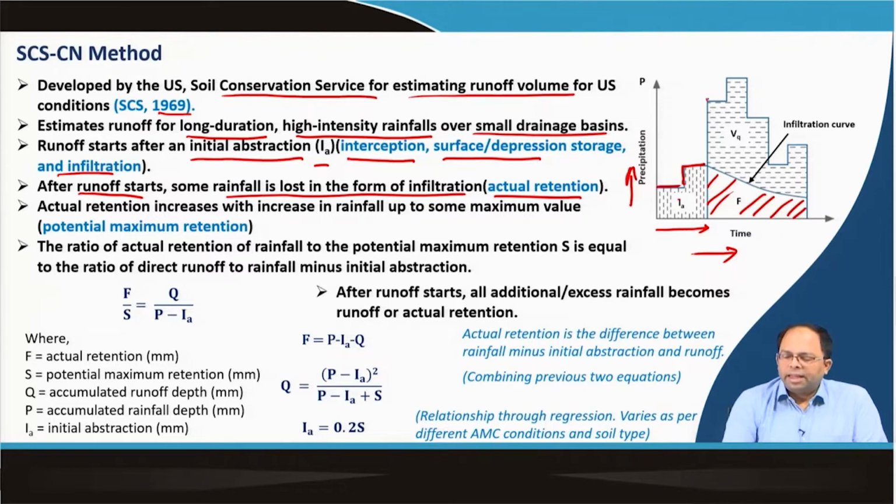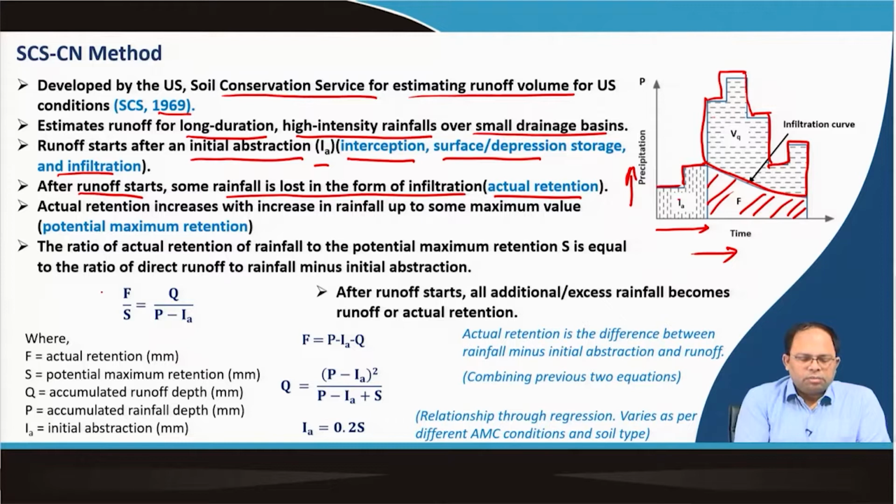Then there is a change in the intensity of rainfall at different time periods. This volume is basically the volume that we are concerned with, the one which creates the runoff at the inlet point. The actual retention increases with increase in rainfall up to some maximum value, which is the potential maximum retention. That means even if the rainfall keeps on happening, at one point of time there is no further retention. So, it has a potential maximum value.